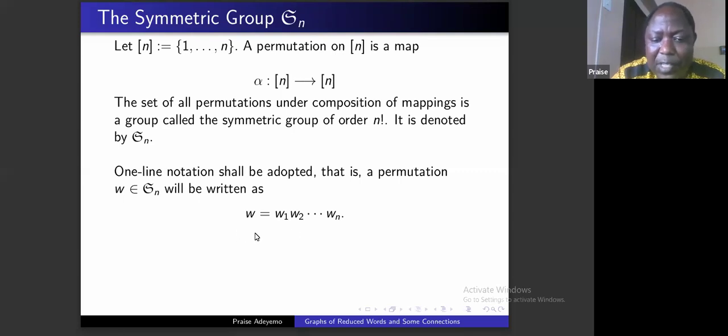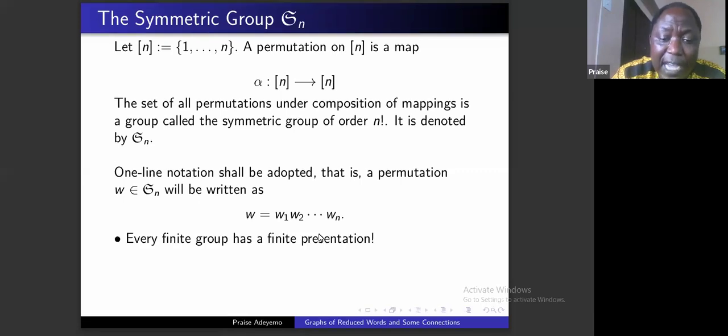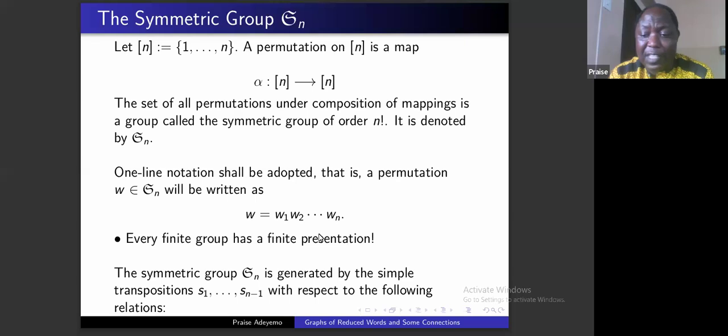So if I say a permutation, you see it as w1, w2, up to wn. We know that the symmetric group Sn is a finite group of order n factorial, and every finite group has a finite presentation. It means it has a finite number of generators and a finite number of relations. Our symmetric group Sn is generated by simple transpositions, where a transposition means you just swap two elements, subject to the following relations.